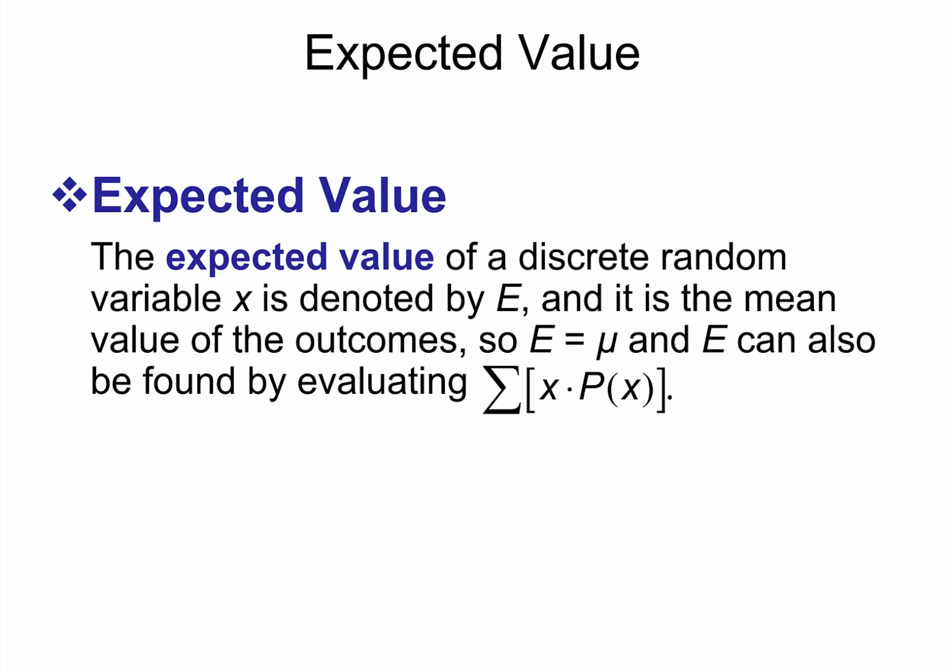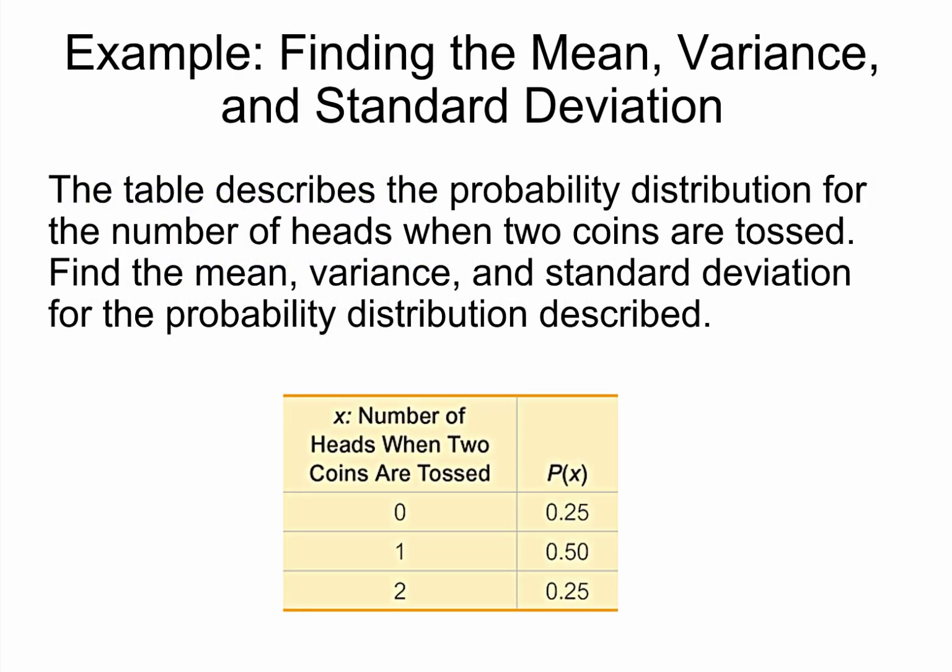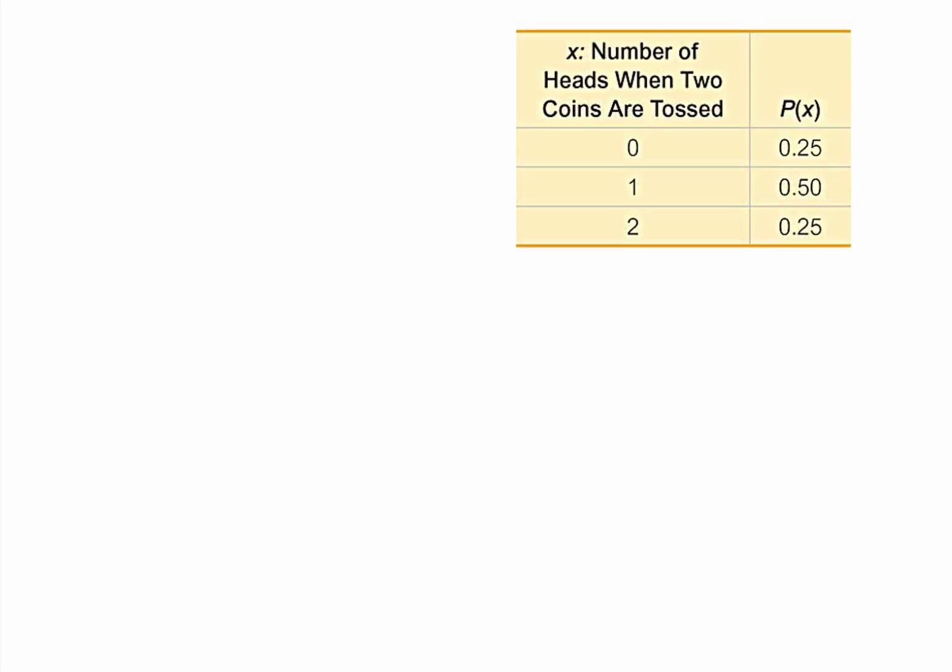The expected value of a discrete random variable is denoted by capital E, and is actually the mean of the outcomes. So E equals mu, and E can also be found by evaluating that same formula. So again, the table that we looked at before, we're going to go ahead and calculate the mean, variance, and the standard deviation. And I'm going to use StatCrunch.